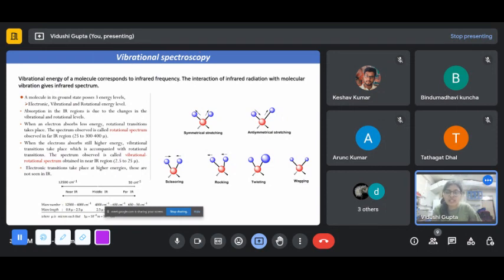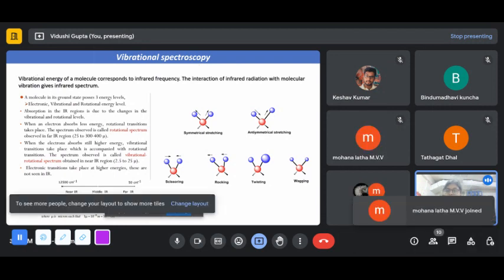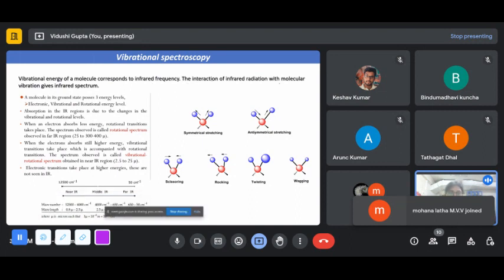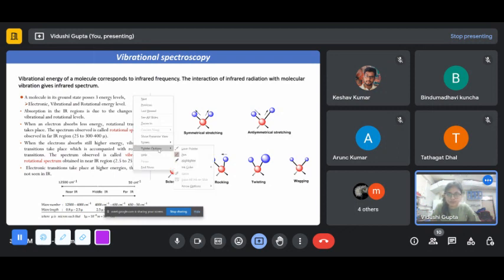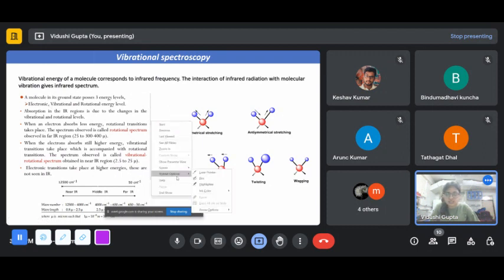So, what do you understand by vibrational spectroscopy? The vibrational energy of a molecule corresponds to the infrared frequency. The interaction of infrared radiation with molecular vibration gives the infrared spectrum. A molecule in the ground state can possess three energy levels: electronic, vibrational, and rotational energy levels.